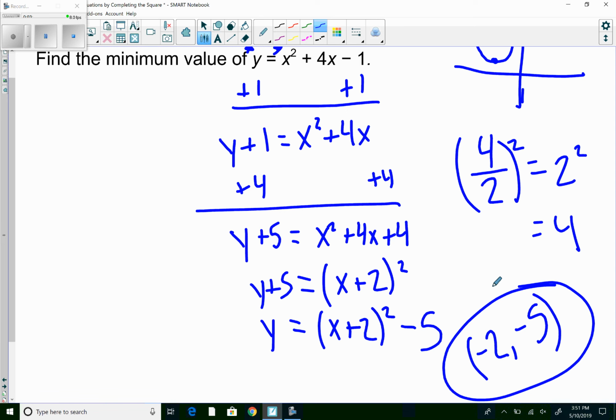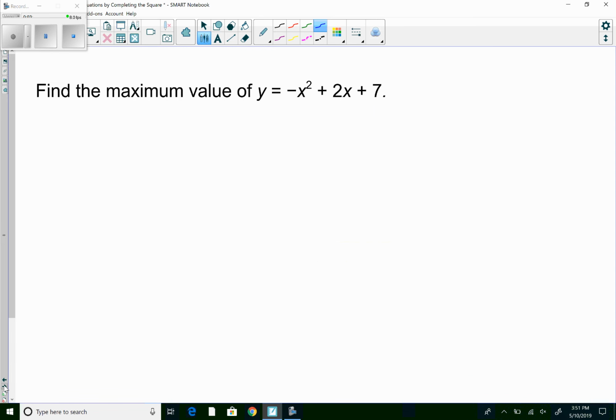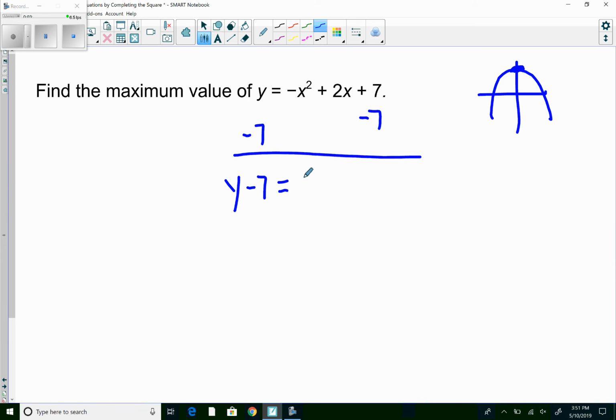All right. So then let's move over to the next example. On this one, we're going to try and find the maximum value. Again, maximum means that our parabola is opening downward. So the first thing we're going to want to do here, along the same process, let's get that 7 over to the other side because 7, first off, is not a perfect square. So you've got y minus 7 equals -x squared plus 2x.